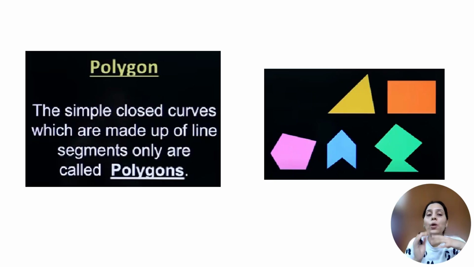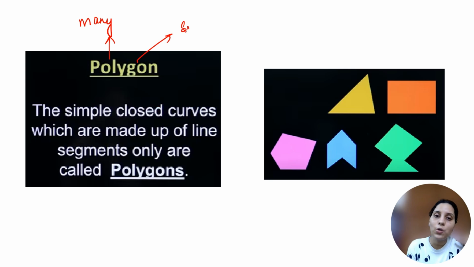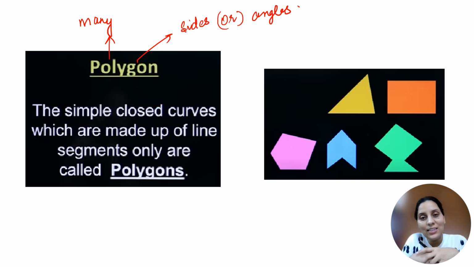Now next up is polygons, very important. What is a polygon? See, poly means many and gon means sides or angles. So polygon is basically associated with many sides or many angles. Obviously when it has many sides it will have many angles as well. Now let us see the definition. Simple closed curves which are made up of line segments only. So it is a closed curve. Simple closed curve means these curves do not intersect at any point. And they are only made up of line segments.